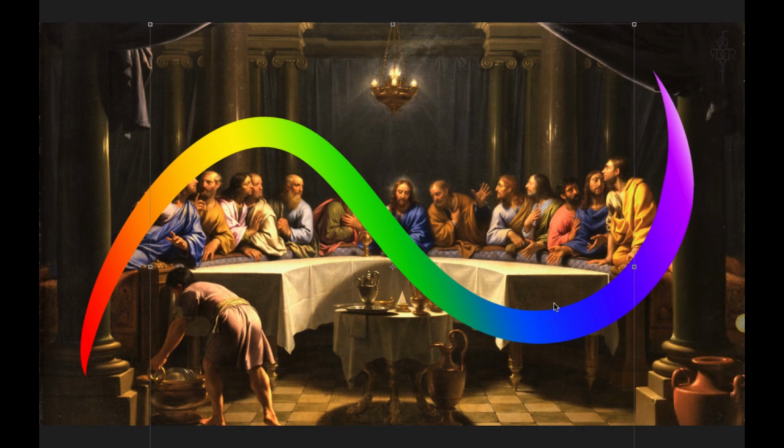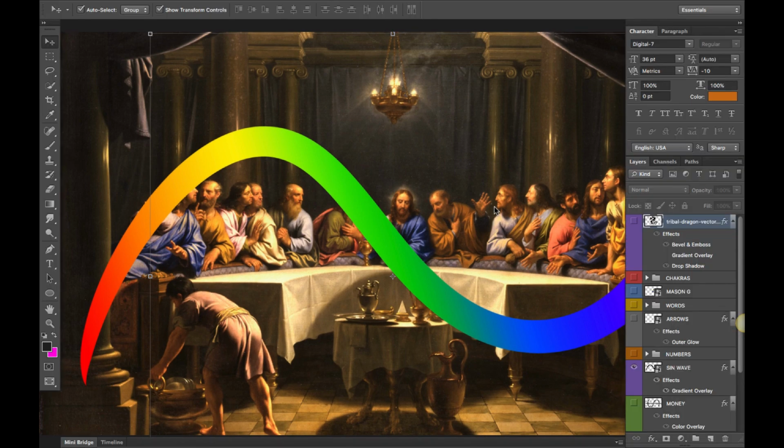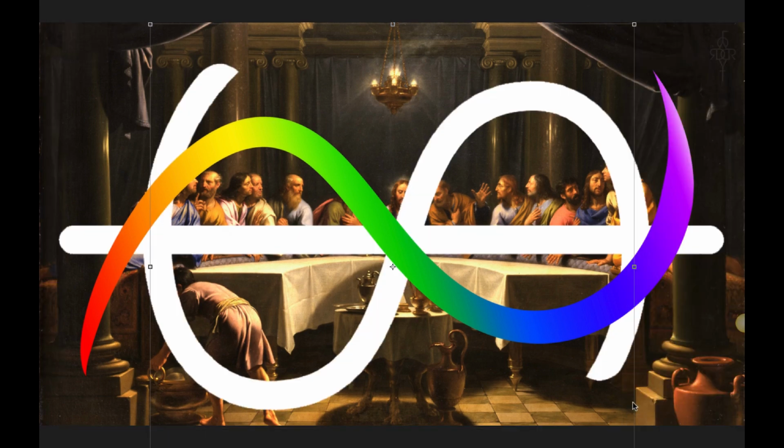I'm lining this up with how this painting is, and the numbers, and the zodiac signs, and Jesus sitting in the very middle. That's what this means right here. And that's where money got its symbol from. Right there. It uses that as the sine wave, capturing all the essences of the numbers 1 through 12.